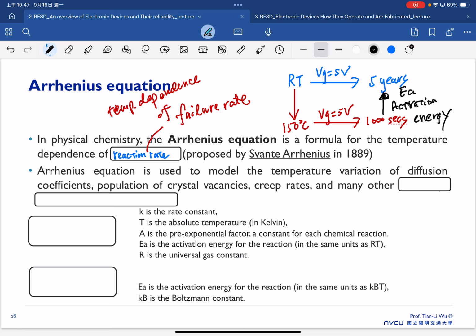And we will talk about where the activation energy is in the following equation on this slide. The Arrhenius equation is used to model the temperature variation of the diffusion coefficient, the population of crystal vacancies, and many other thermally induced process reactions.